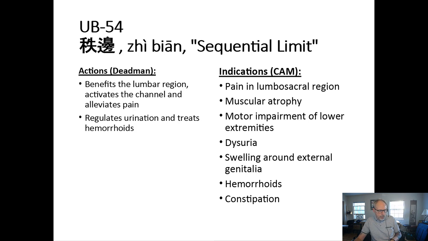Again, the same mechanism here. It's the cauda equina nerve bundle that comes out of the sacrum. Okay. And if you look over under the indications, it says swelling around the external genitalia. That could be something from trauma. It could be something as crazy as an STD, any of that kind of scenario.